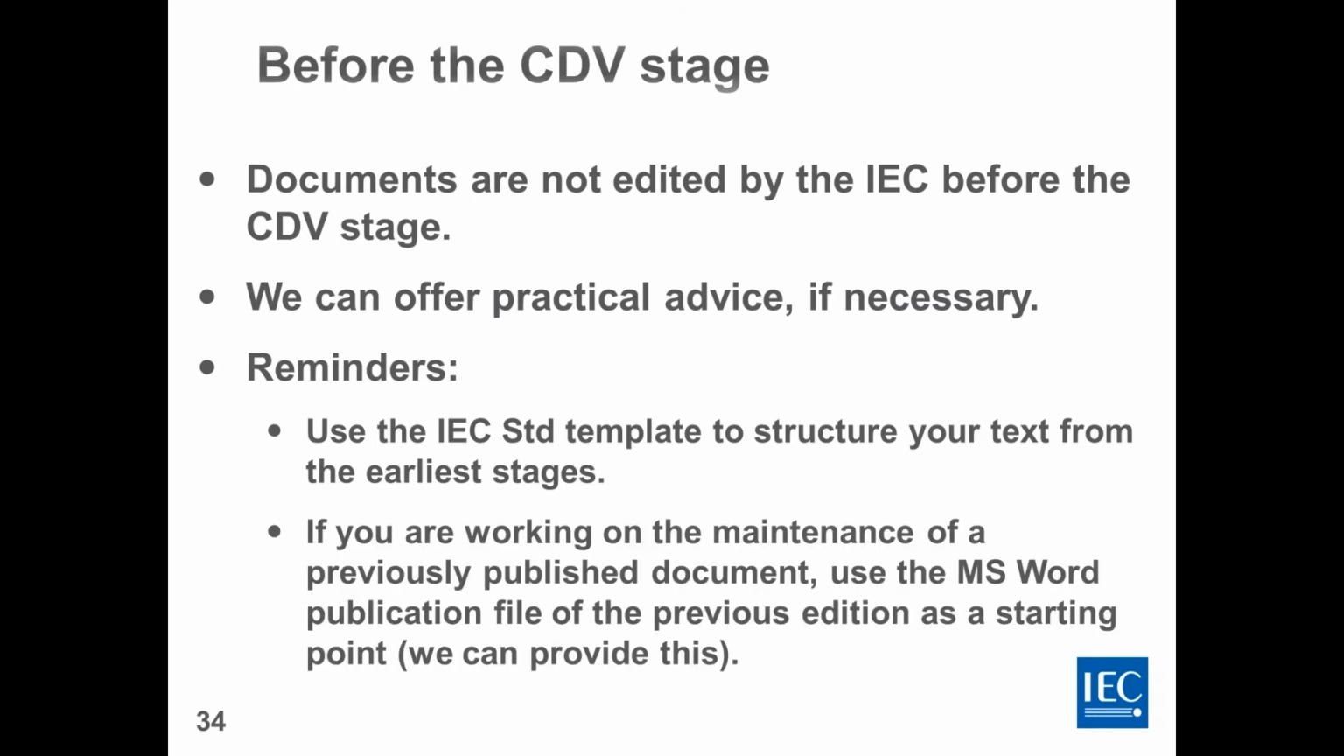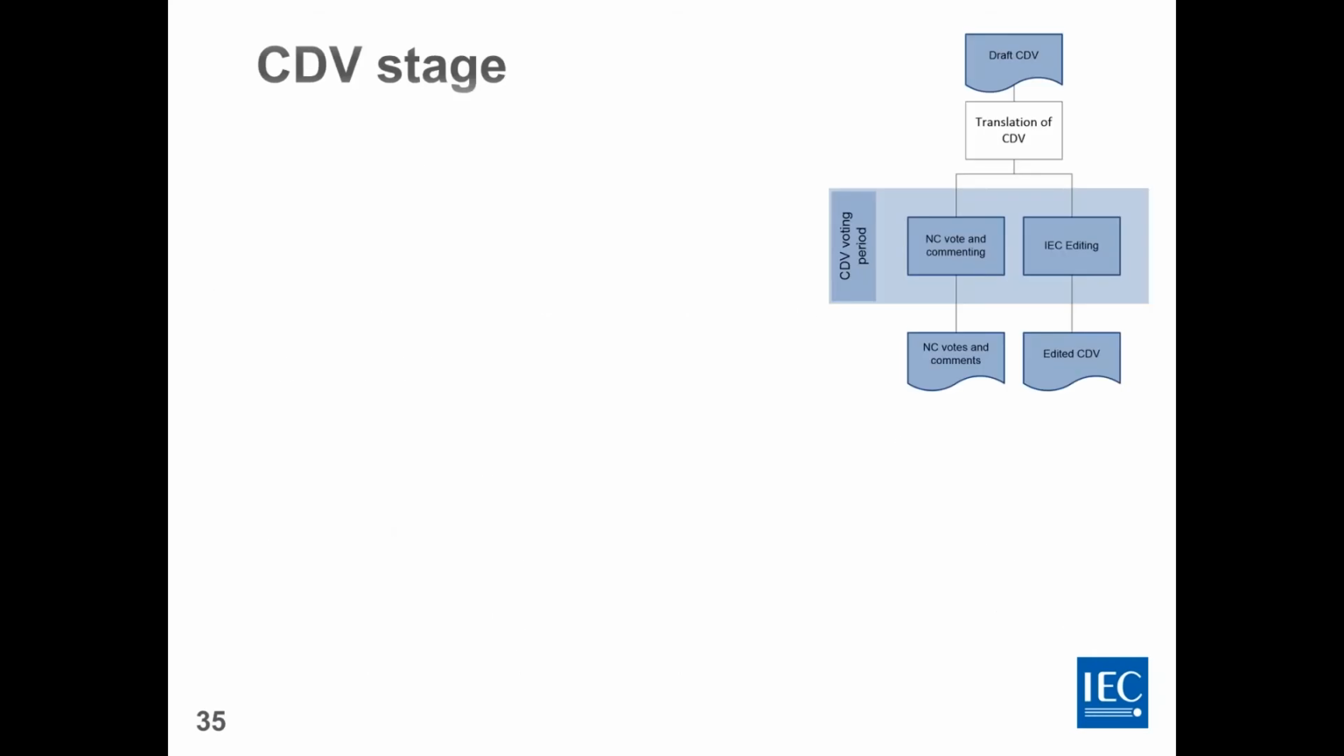Okay, then now if we move on to the CDV stage, what happens at the CDV stage? CDV stage is in the last third, more or less, of the document's development, or the second half of the document's development, where you consider that your draft is receiving a sufficient level of maturity for it to be able to be looked at by the outside world. So when you submit a draft CDV to us, there is a translation period of 6 weeks before the voting starts.